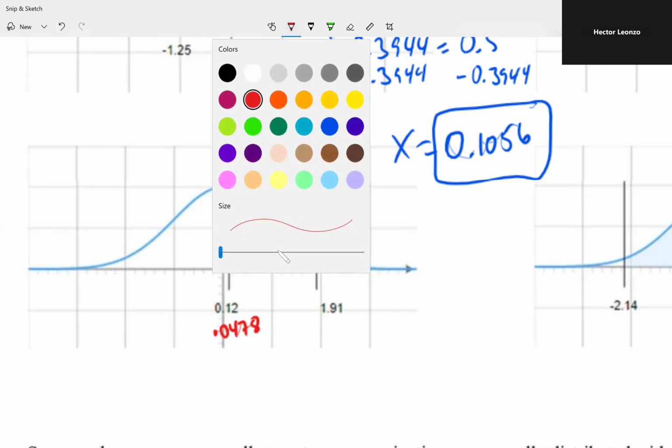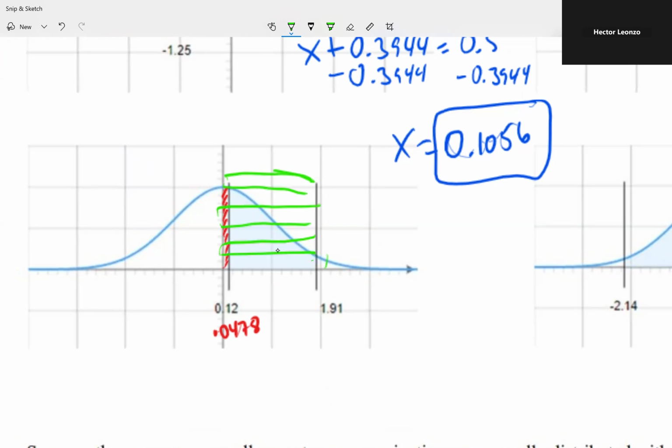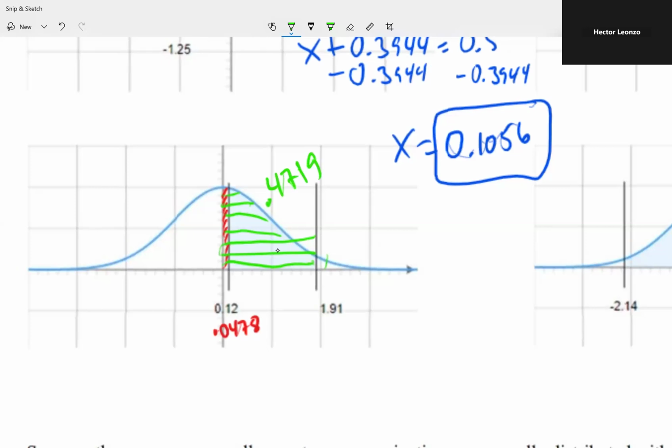Now let me change this to, let's say, green. I'm going to read 1.91. According to my table, 1.91 is 0.4719. So that means I'm going to do this in green. This in green is 0.4719. Okay, so I want you guys to think about this real quick. The red part is this. The green part is from here all the way to the center.